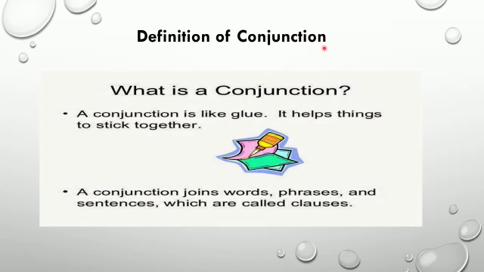Definition of conjunction. What is a conjunction? A conjunction is like glue. It helps things to stick together. Conjunctions join words, phrases, and sentences, which are called clauses.